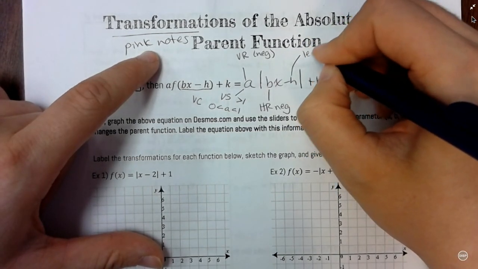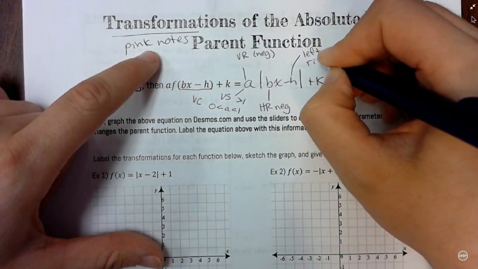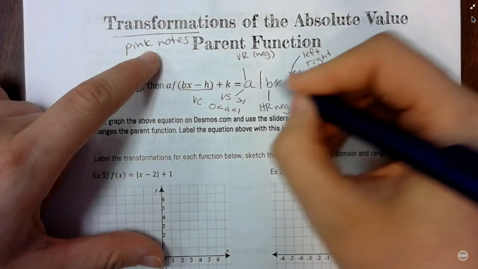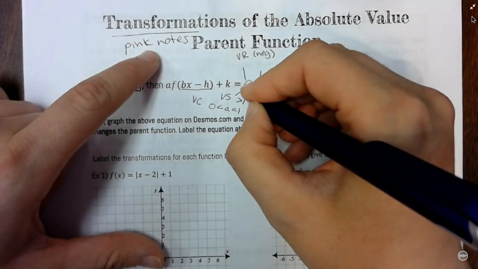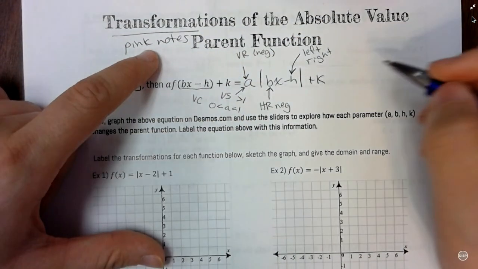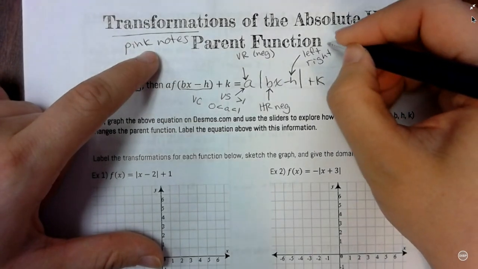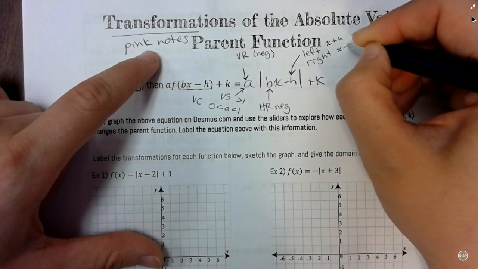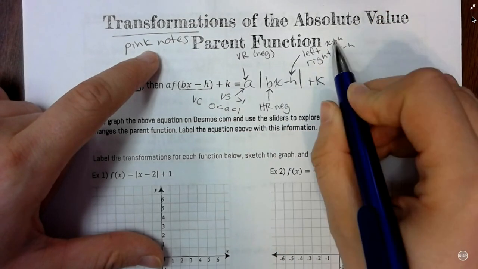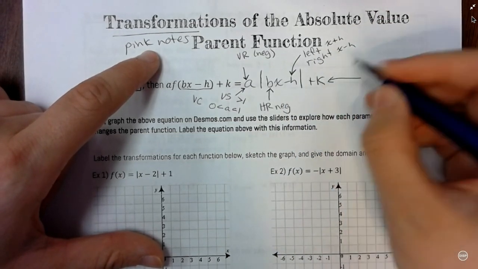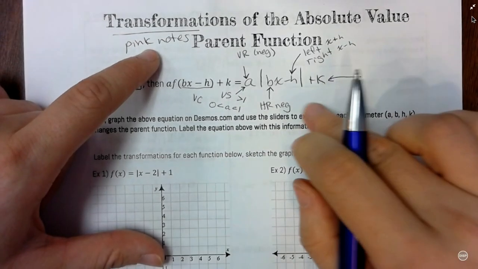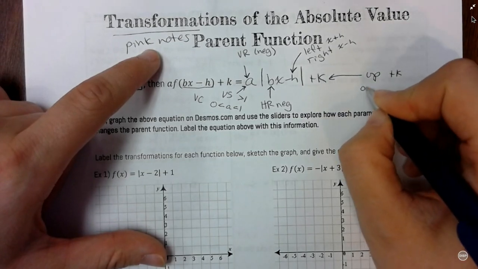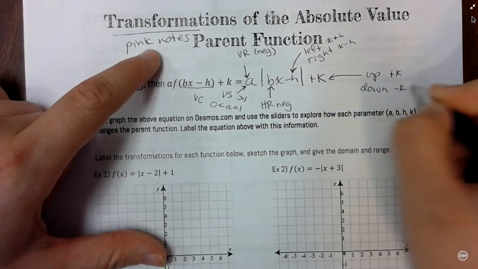H is your left and right. Let me turn these into little arrows because these sticks are all starting to look the same to me. There. So your left and right. Remember, left is if you see x plus a number, right is if you see x minus a number, because there is a double negative if it's to the left. And then plus k is your up for plus a number, and down if you see subtracting a number.